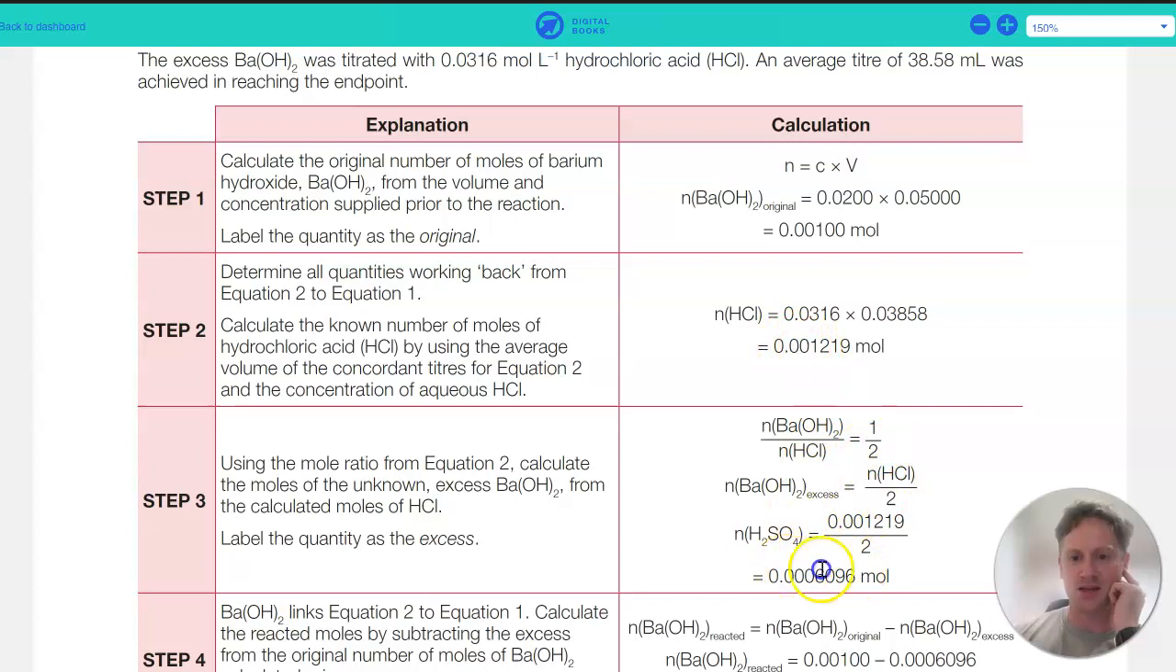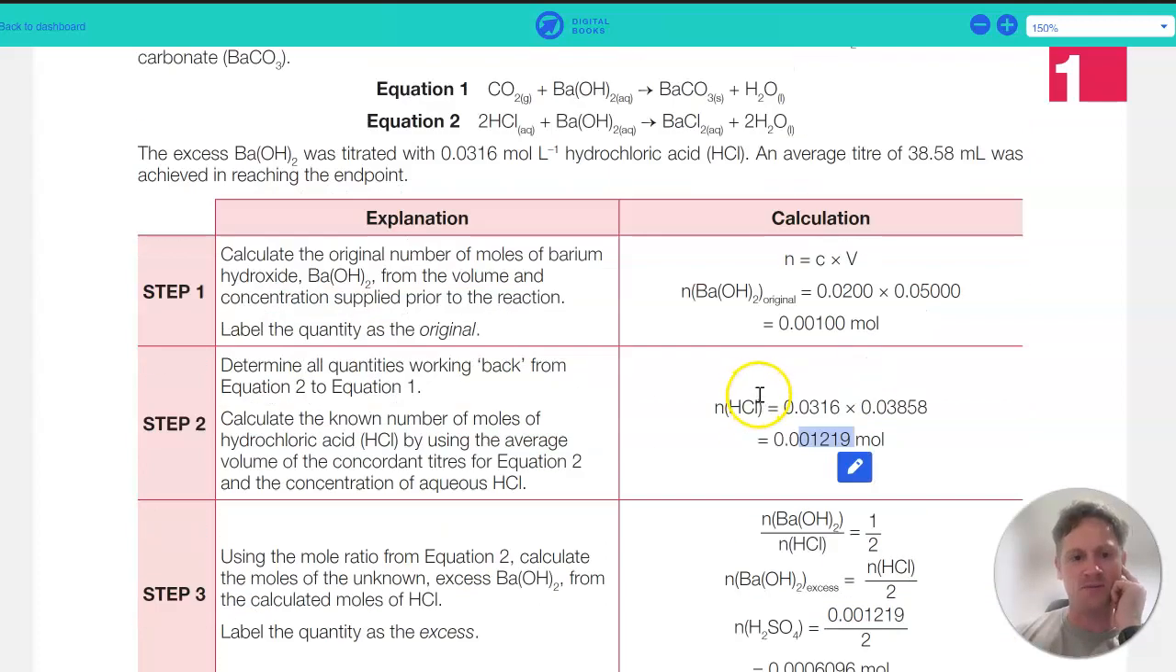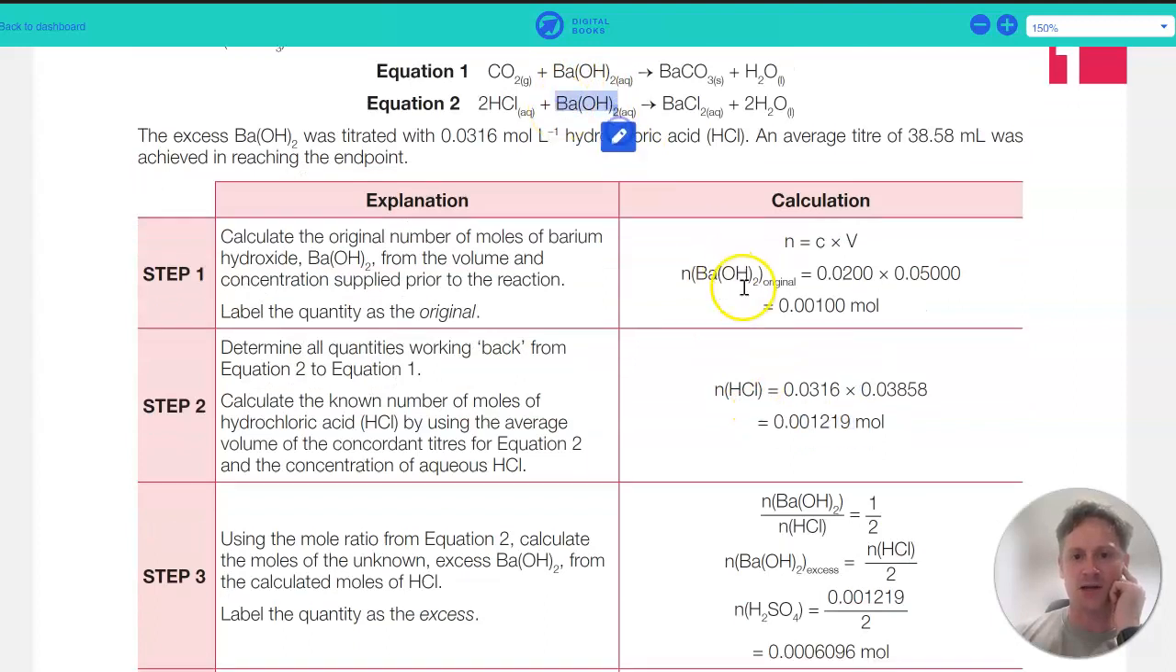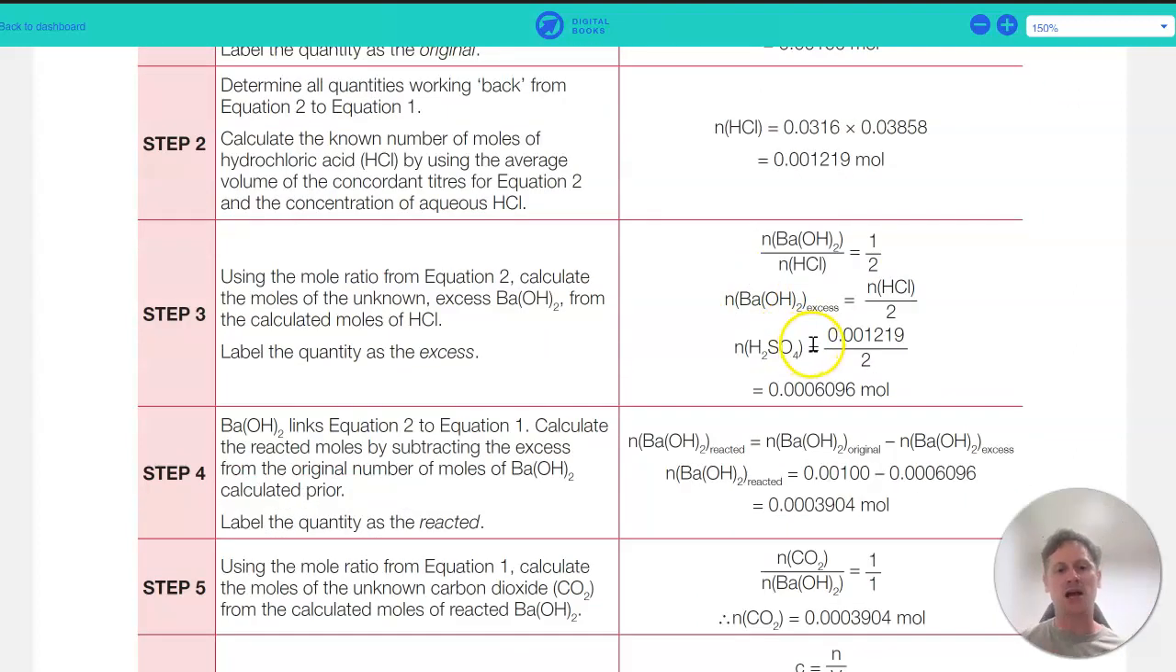So essentially, this answer here is half of this previous answer here. And that gives us the number of moles of the excess barium hydroxide. Next is going to be the subtraction step. This is the step that's unique to the back titration. So this will link the first equation to the second equation.